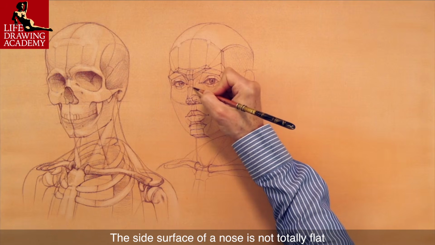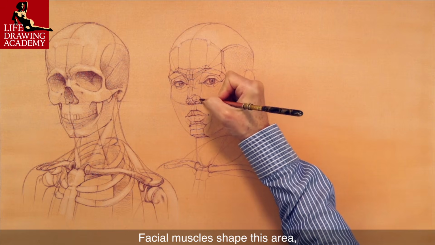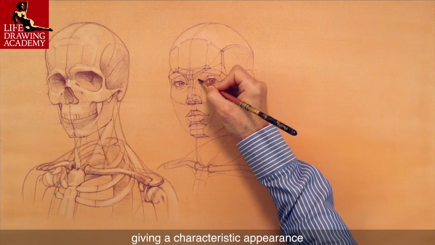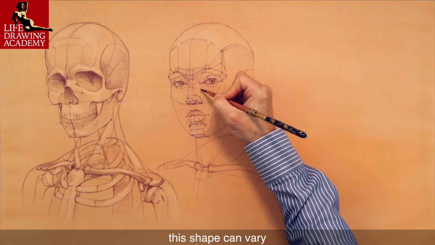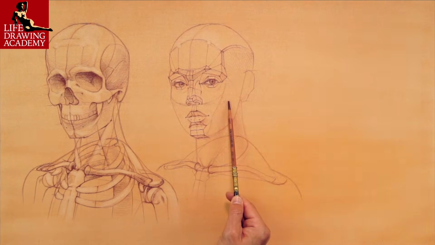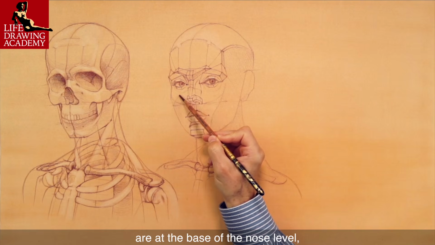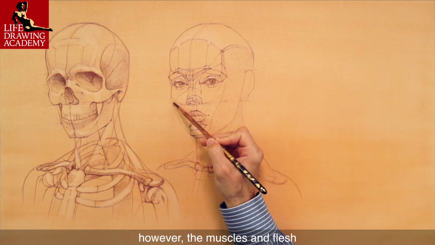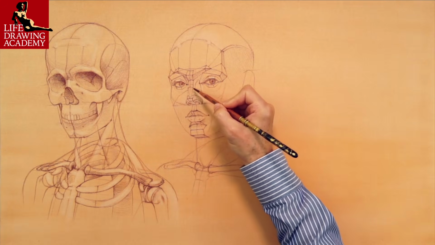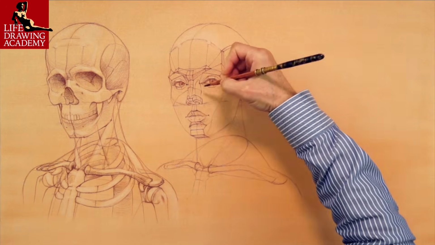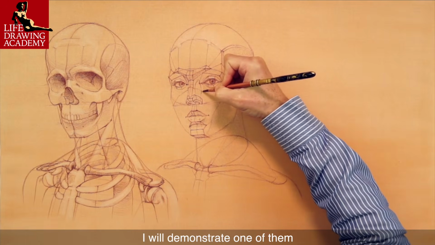The side surface of a nose is not totally flat. Facial muscles shape this area, giving a characteristic appearance to the nose. Please note, this shape can vary from model to model. The bottom edges of the cheekbones are at the base of the nose level. However, the muscles and flesh covering the bones make it more difficult to read. There are different ways of defining the planes of the cheeks. I will demonstrate one of them.